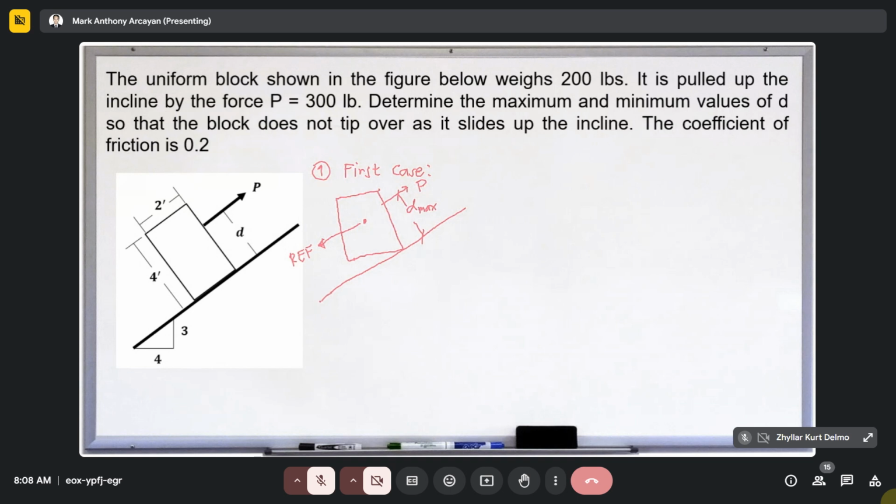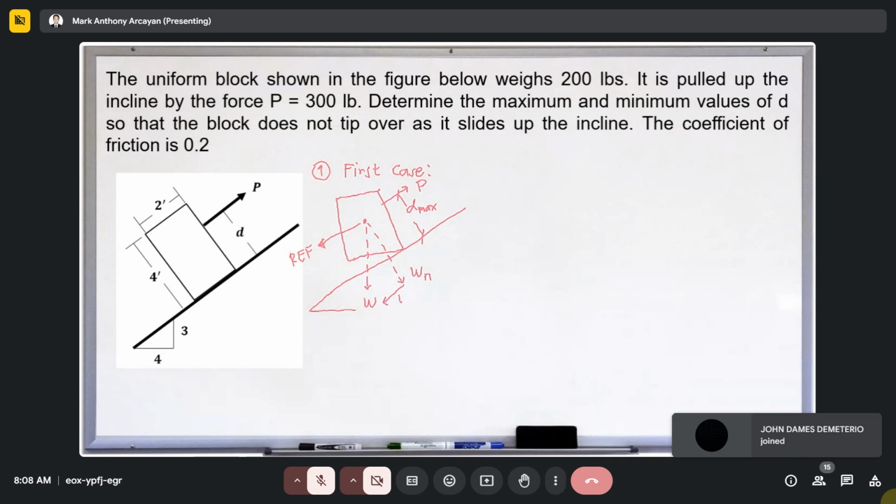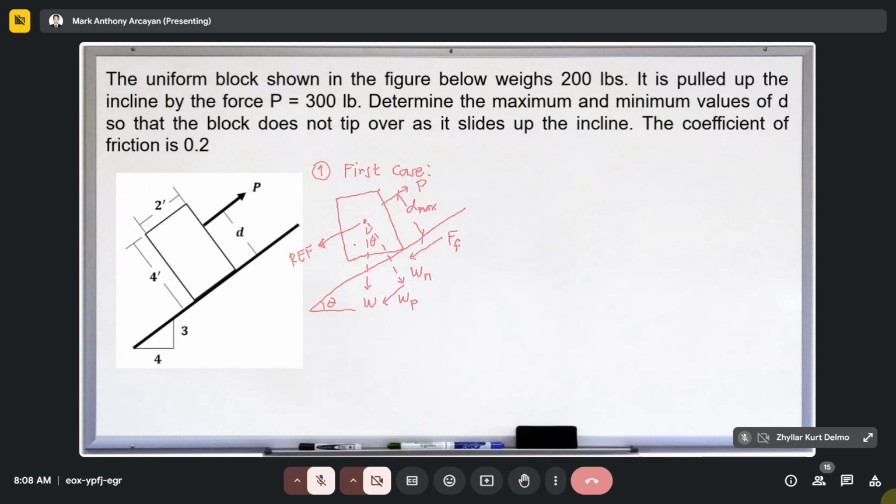What else? We will also indicate the weight. So this is our weight, W. We can also resolve this into two components. We have the normal component and the parallel component. If this is theta, this one is also equal to theta. And also the frictional force here, F sub F.